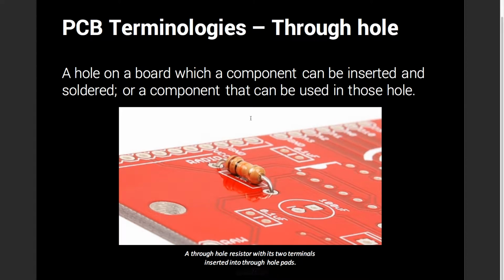Through hole. The through hole is a hole on the board into which a component can be inserted and soldered. For this resistor, you can see that the lead is inserted into a hole, and that can be soldered directly. So this resistor is what we usually call a through hole resistor.